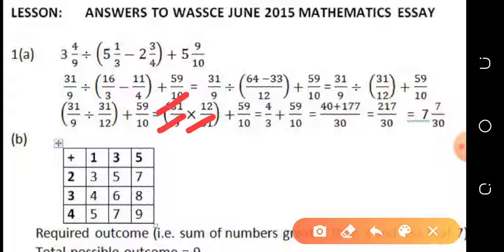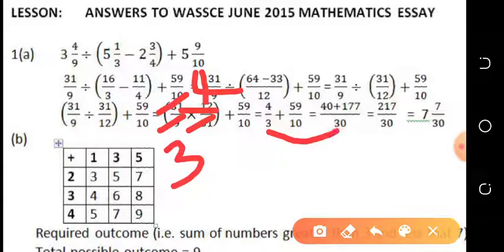3 cancels 9, you have 3 times. 3 cancels 12, you have 4. Now what is left in all that bracket is 4 over 3. You now have it here, equals 4 over 3 plus 59 over 10.